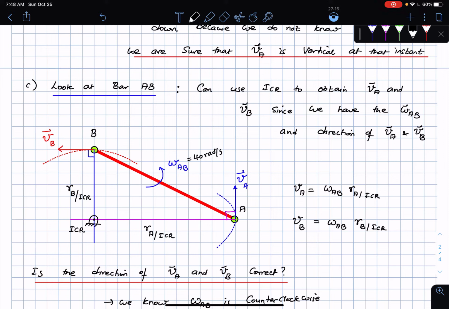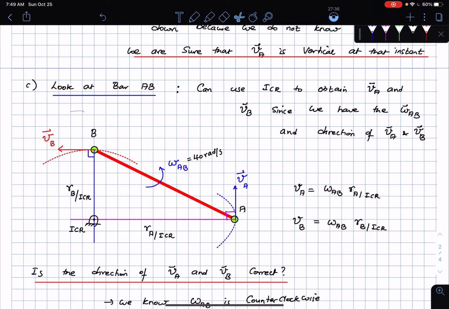Then the direction of VA is correct. Likewise, I do the same thing for VB. It assures me that the direction of VB that I have is also correct, because the sense of omega AB I get using the direction of VB I have assumed is counterclockwise. And this is using the right hand rule. So this is what we have found out so far.